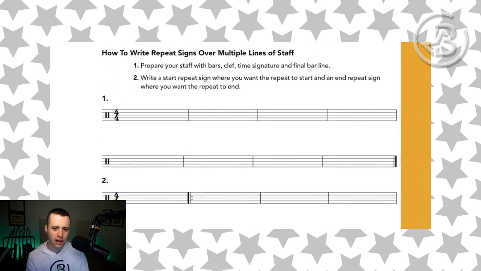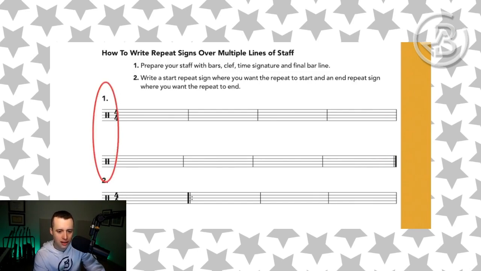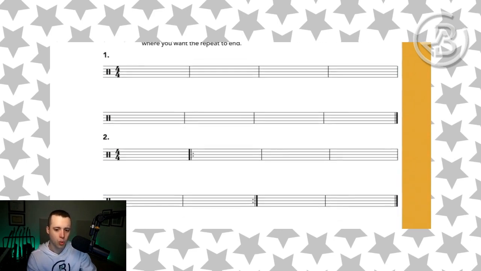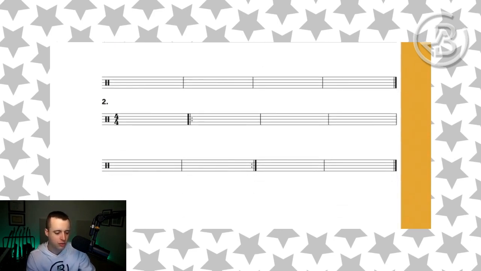Last one for us to talk about is how to write repeat signs over multiple lines of staff. So let's say you have 8 measures that you want to do an original rhythmic composition on. All you're going to do is set up your 8 measures like you normally would. Remember your regular bar line here, your final bar line here, and remember percussion clefs on both lines of the staff. Then you'll decide where you want to have your start and your end repeat sign. In this case, we put the start repeat sign here, and we put the end repeat sign here.